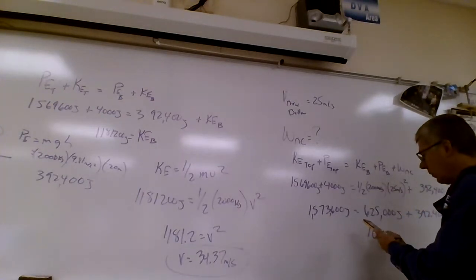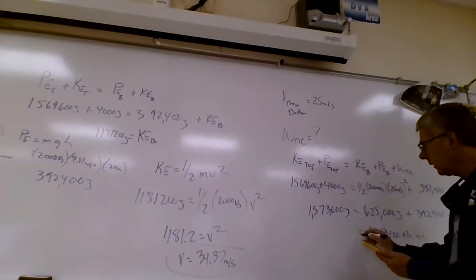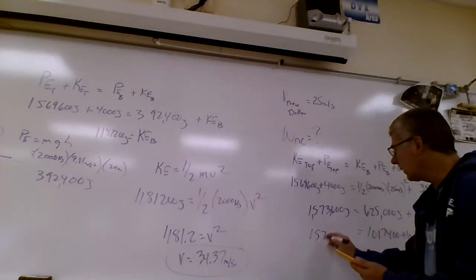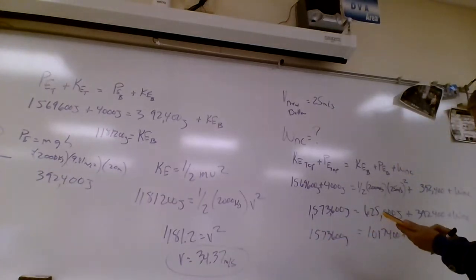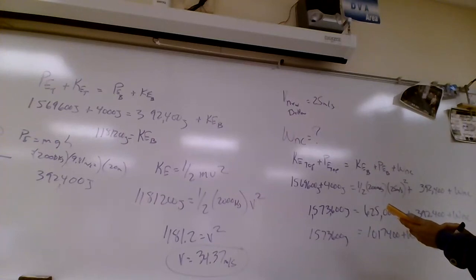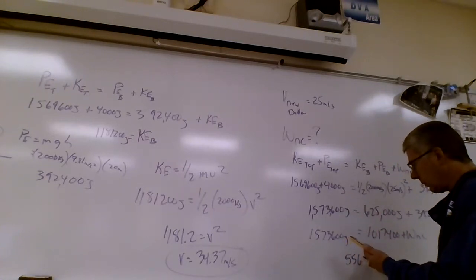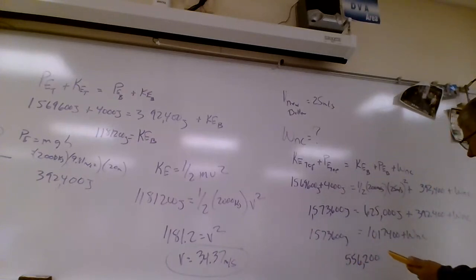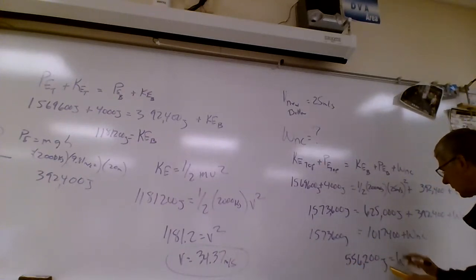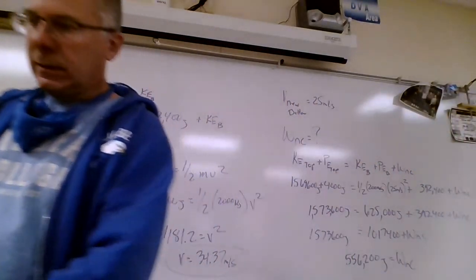So we get 1,017,400 plus W non-conservative equal to 1,573,600. Subtract this over, and we get 556,200 joules is the non-conservative work. Okay, so that is what that would be.